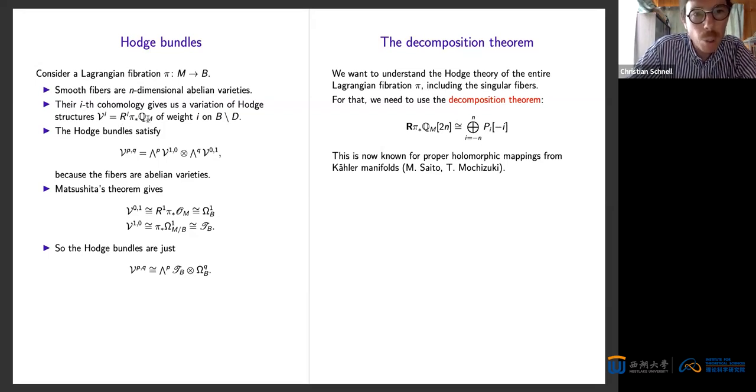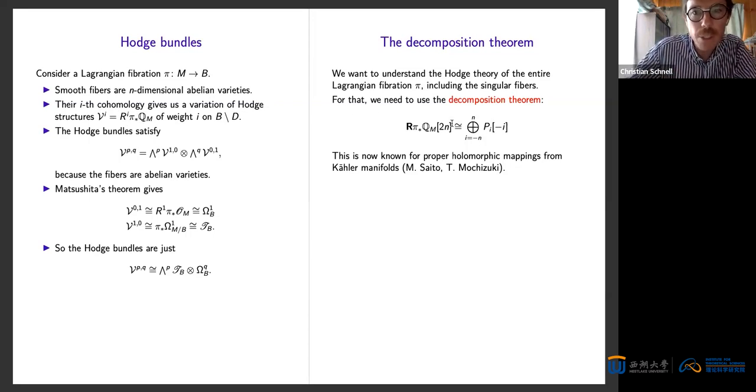I still look at the push forwards of the constant sheaf on M. Whereas previously I got these Hodge structures and Hodge bundles, now I just get a collection of perverse sheaves that I call P sub I. The decomposition theorem says that when you take the constant sheaf, shift it a little bit to make it into a perverse sheaf, and then push it forward, it decomposes into a bunch of objects called P_i that are perverse sheaves on the base. Those are generalizations of these variations of Hodge structure.